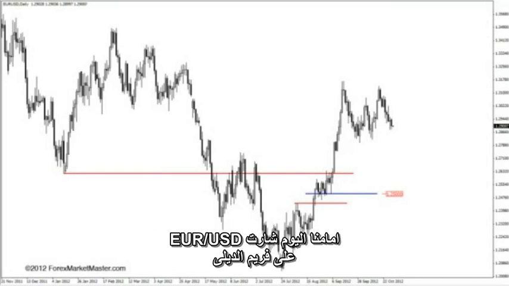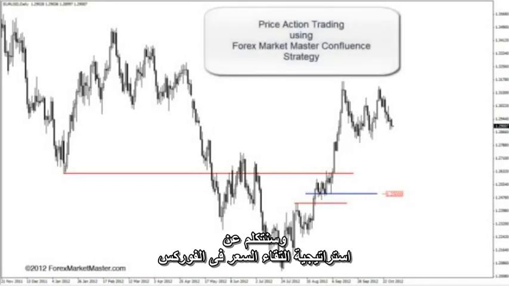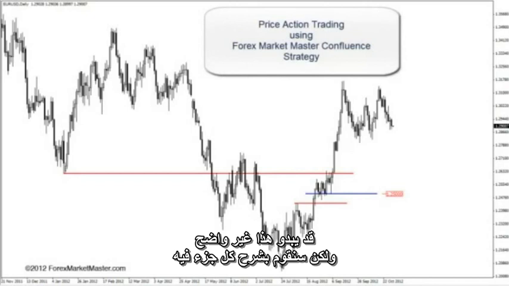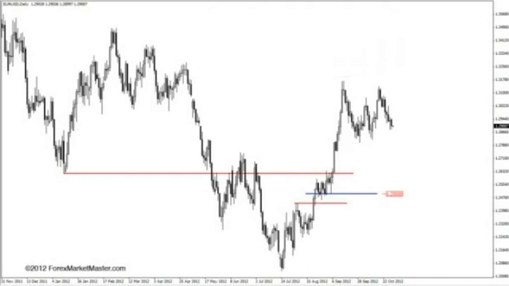Forexmarketmaster.com. Today we're looking at the Euro USD daily chart, and we want to talk about price action trading using a Forex Confluence strategy. That sounds like quite a mouthful, but we're going to explain each part of it so that you guys understand just what's happening.